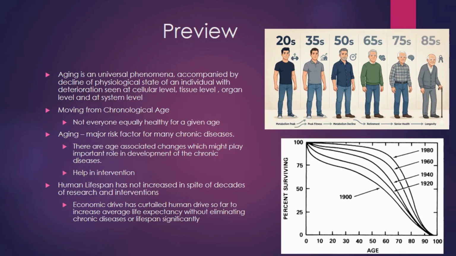Preview. Aging is a universal phenomenon involving physical decline from the cellular to systemic levels. Chronological age does not accurately reflect an individual's actual biological health. Aging is considered a major risk factor for many chronic diseases. And economic drive has curtailed human drive so far to increase average life expectancy without eliminating chronic diseases or lifespan significantly.